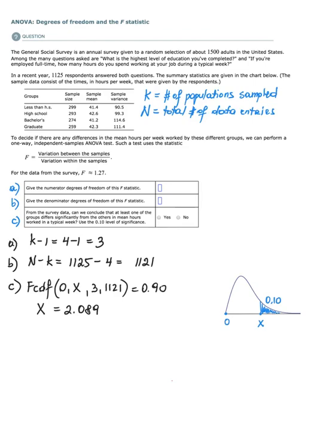In first part, we need to find the numerator degrees of freedom for this F statistic. Numerator's degree of freedom is found by taking the number of populations sampled. We typically label that by K and subtracting 1. So degree of freedom right here would be K minus 1, or 4 groups, less than high school, bachelor's, and graduate, minus 1. So degree of freedom is 3.